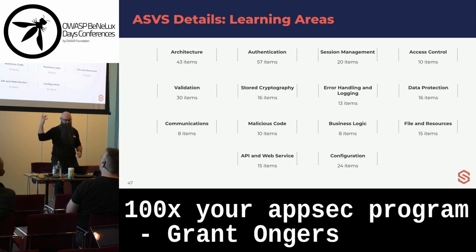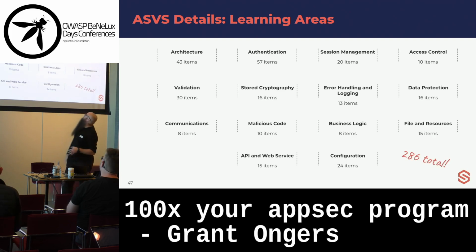Learning areas for the ASVS cover everything from architecture, testing in level 1, all the way through to configuration, which is very tested in level 1, because we're doing DAST testing, obviously. And it includes all the domains from Cornucopia: authentication, access control, session management, data validation, cryptography. At level 3, you have to cover off 286 requirements.